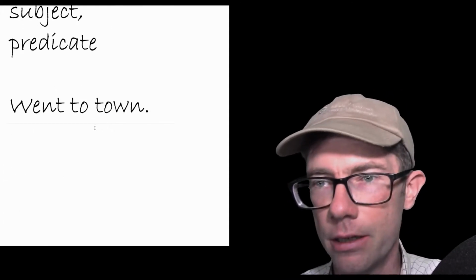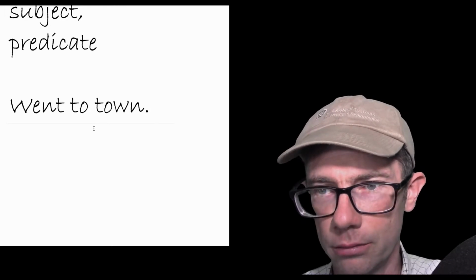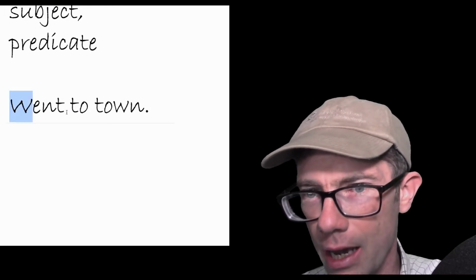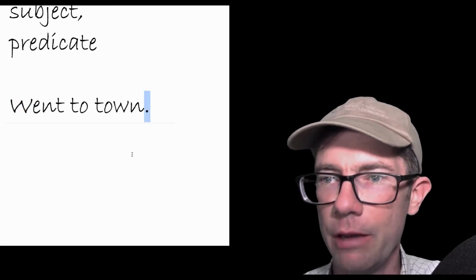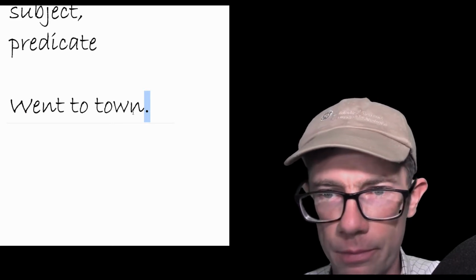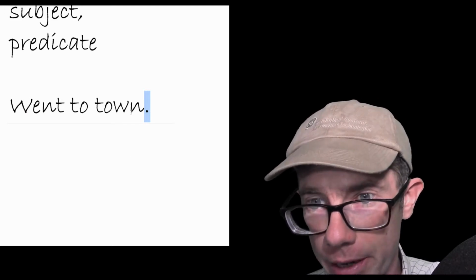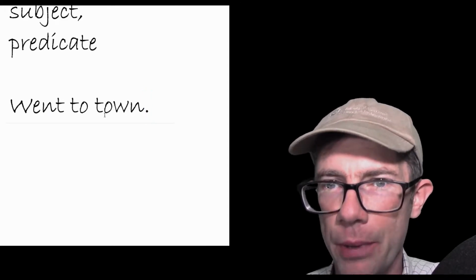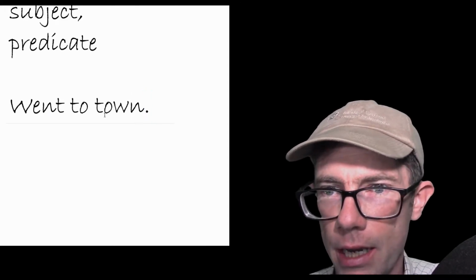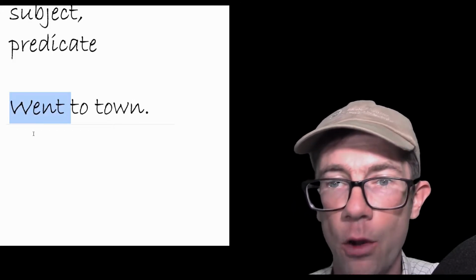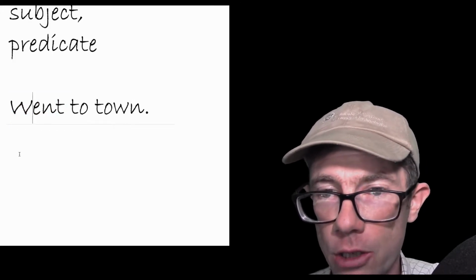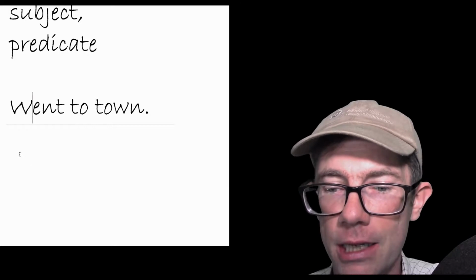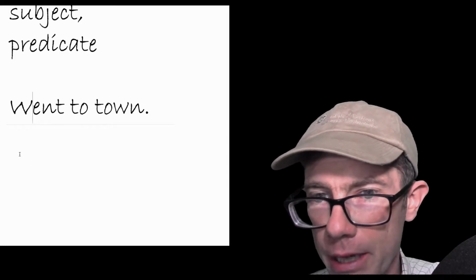Here's another sentence. Went to town. Again, we have a capital letter to begin with, and we finish with a full stop, or a period if you're American. Great. Now, a predicate contains a verb. We have a verb here. Went, from the verb go. That's great. We have a predicate. It's telling us something is happening.